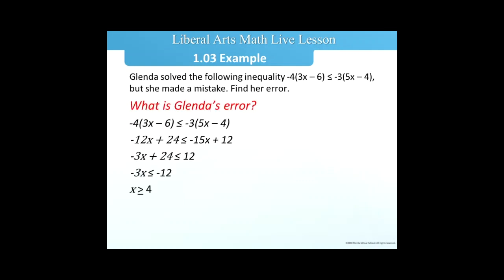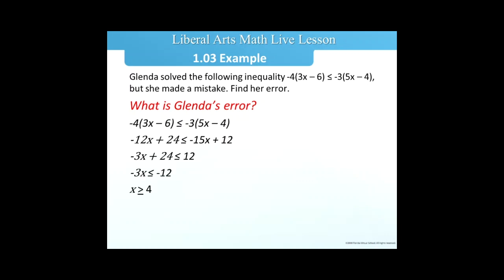1.03, inequalities. We have an inequality problem that needs to be worked out. Glenda was given the problem negative 4 times 3x minus 6 less than or equal to negative 3 times 5x minus 4. These are all of Glenda's steps, but she made a mistake.